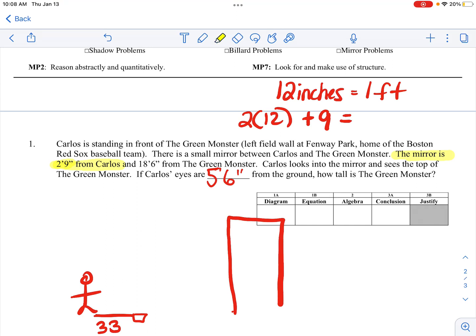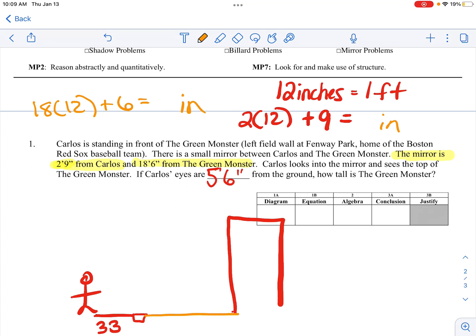I know that the mirror is 18 feet 6 inches from the green monster. So that is from the mirror. I'm going to use a different color. So from the mirror to the green monster is 18 feet, which again, 18 times 12 plus that additional 6 will get me my answer in inches. So again, this is giving me an answer in inches.